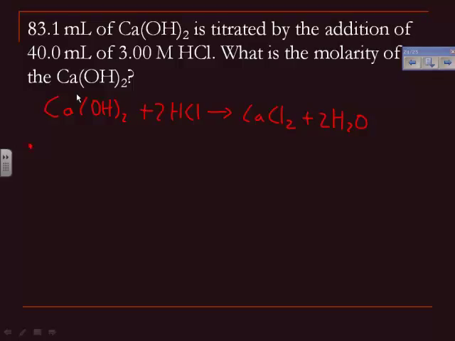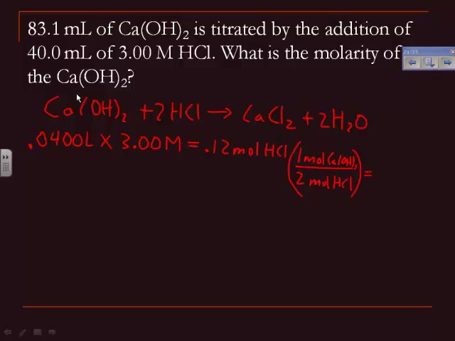I'm going to start once again with liters and molarity. This gives me the moles, which is 0.12 moles of HCl. Then I need to go to moles of calcium hydroxide. So there's 1 mole calcium hydroxide for every 2 moles HCl, which means I'll end up with 0.06 moles of calcium hydroxide.